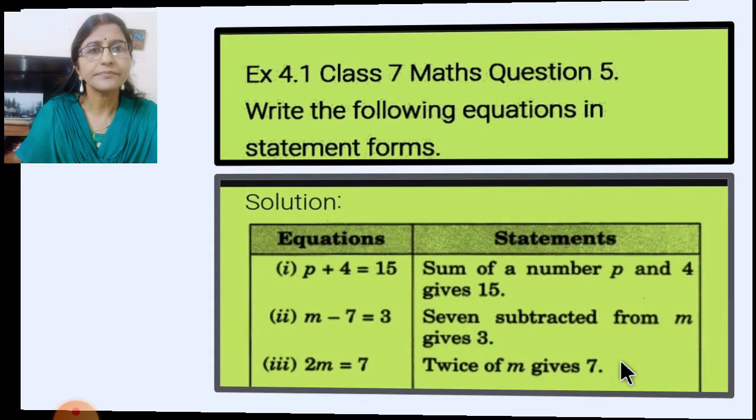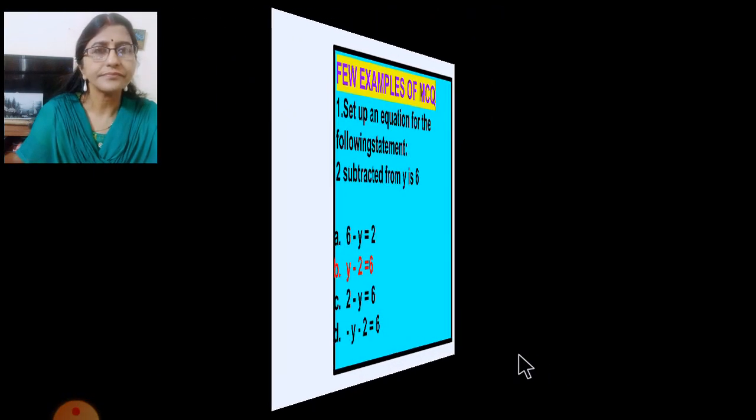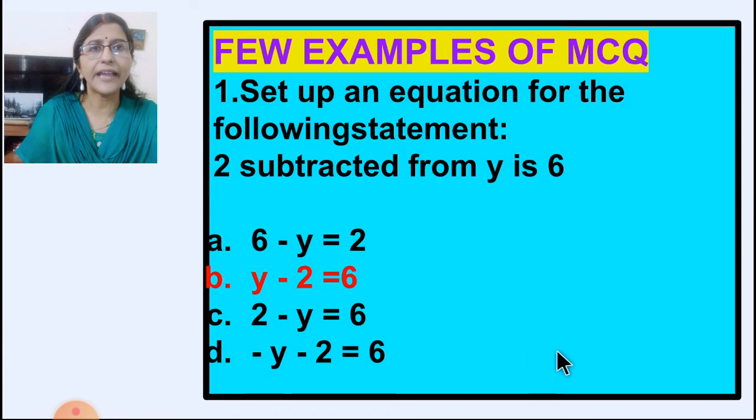So here next is a few examples of MCQ. Now here, set up an equation for the following statement. 2 subtracted from y is 6. Now here they have given the statement and we have to frame an equation. So here you will see 6 minus y is equal to 2. 2 subtracted from y. That means y should be in the beginning, and you have to subtract 2. So you can see here this option is the right option, which is given in red.